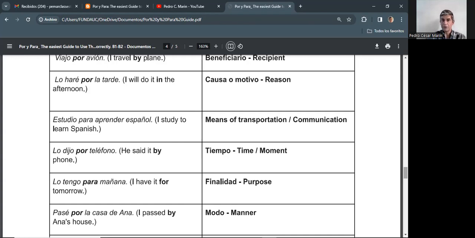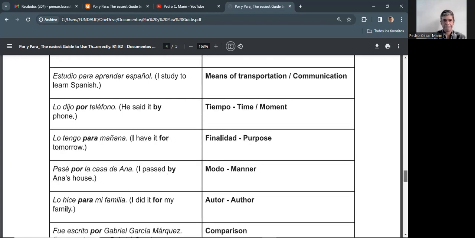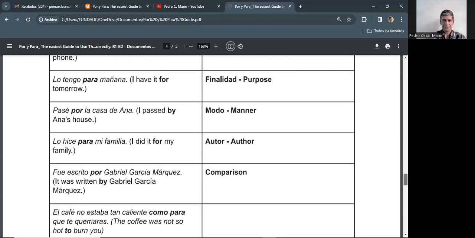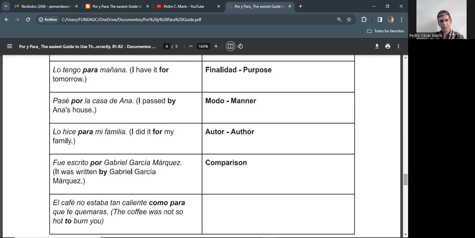Lo dijo por teléfono. Still a means of transportation, so we still use por. Lo tengo para mañana. It will be ready for tomorrow. Deadline. Pasé por la casa de Ana. Remember the place? When we are passing by, we need to use por. Lo hice para mi familia. In order to give it to them. Purpose. Recipient.